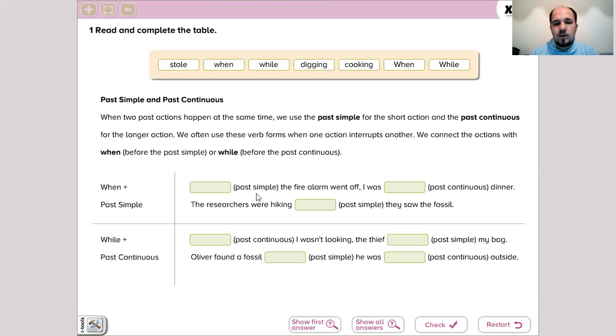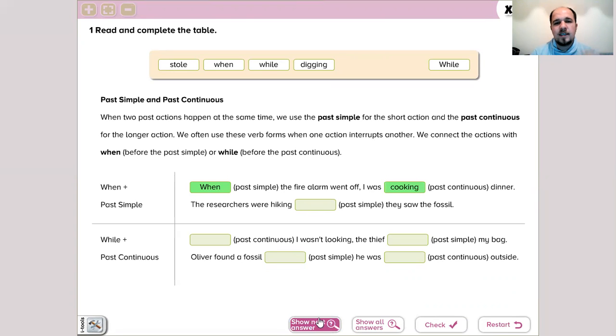So now we have past simple here, as you see. Before past simple we use when, so we can add when here. If this sentence is past simple, this is the interrupting event, so this is the shorter one. But if this is past continuous, it's the longer activity. When we want to make a sentence in past continuous, we have to use was or were, then the verb, and then the ing. So I was, let's say, cooking.